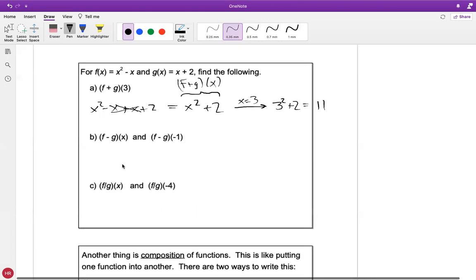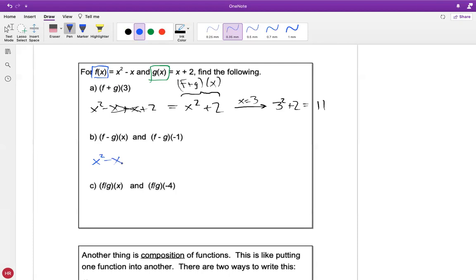Part B here, they ask you to find this thing first, so you have to do it the way I just did, and then you're going to plug in a -1 once you do that. So this one says f minus g, so I'll do it in 2 colors. We'll call f the blue one, and we'll call g the green one. So f of x is x squared minus x, and then I subtract the green one, which is (x plus 2). It's important that you put the parentheses so you remember to subtract both the x and the 2.